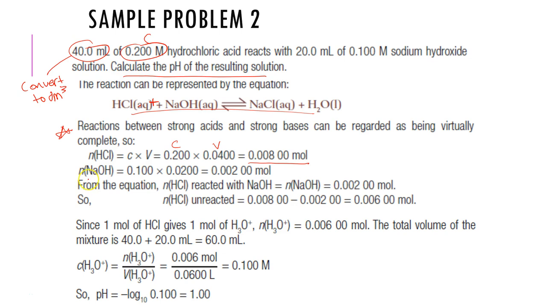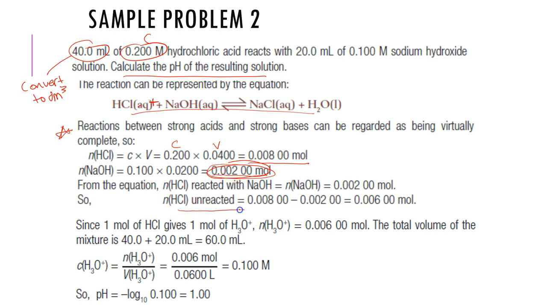When I have a look at my sodium hydroxide, we do the same thing. We have the molar concentration of my sodium hydroxide multiplied by the volume in decimeters cubed, which gives us 0.002 moles of sodium hydroxide. Hopefully you can realize from this, if it's 1:1, we have a situation of limiting and excess, because 1 mole of HCl is going to react with 1 mole of sodium hydroxide. We can see straight away that our sodium hydroxide is going to be the limiting factor.